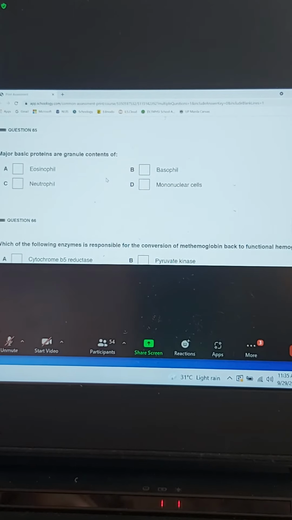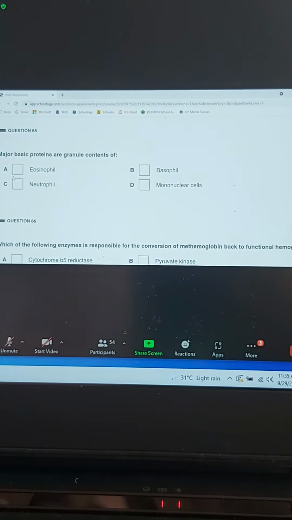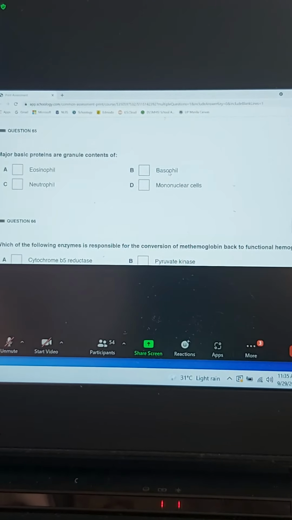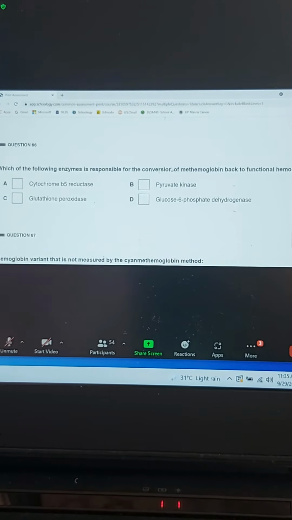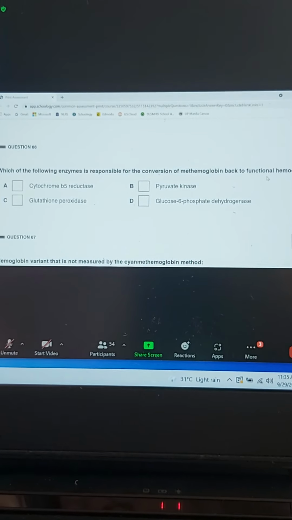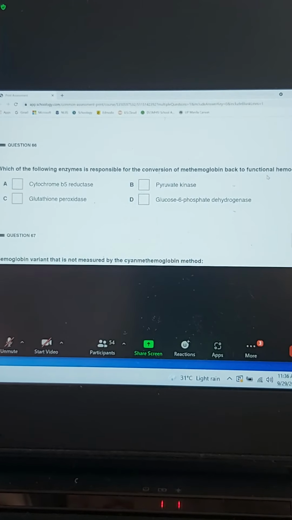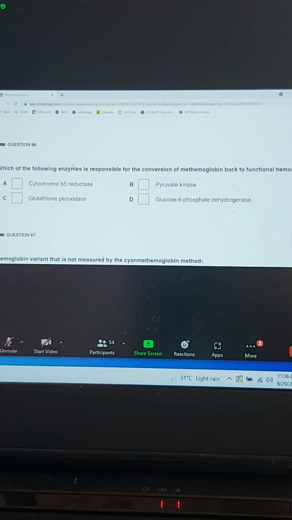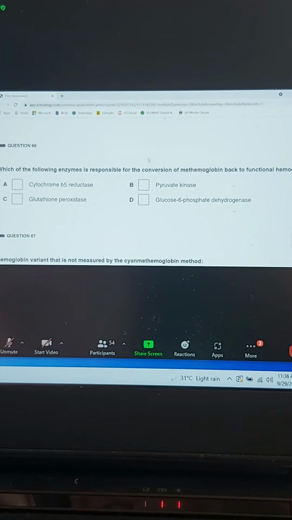Major basic proteins or granule contents of, so nabanggit na natin to kanina, eosinophils. Okay, that's why they attract the acid stain. 66. Which of the following enzymes is responsible for the conversion of methemoglobin back to functional hemoglobin? Letter A. So that's your letter A, your cytochrome B5 reductase, also known as your methemoglobin reductase enzyme.